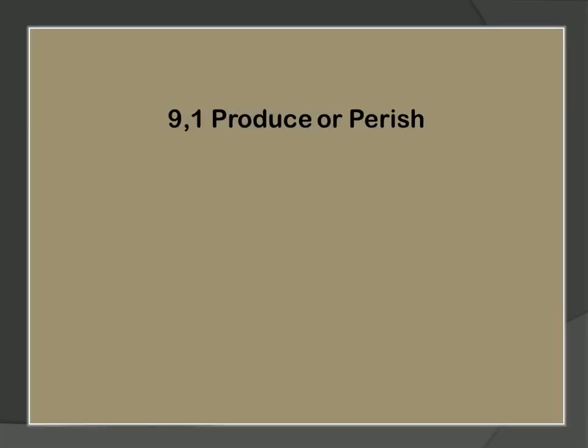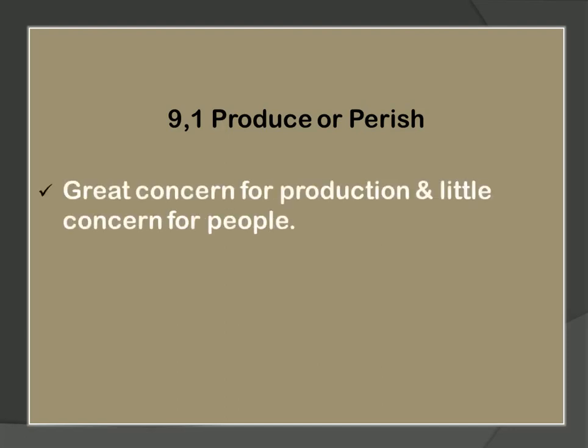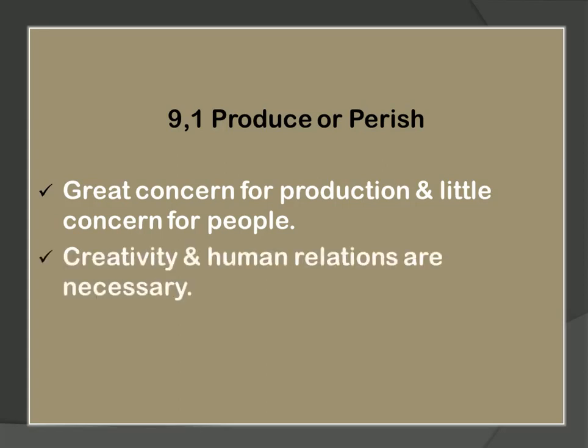Next is produce or perish, that is 9 on 1 coordinate on the grid model. Basically, this model 9 on 1 is the producer approach, also called authority compliance. Managers in this position have a great concern for production, but little concern for the people. They desire tight control in order to get the tasks done effectively and efficiently.